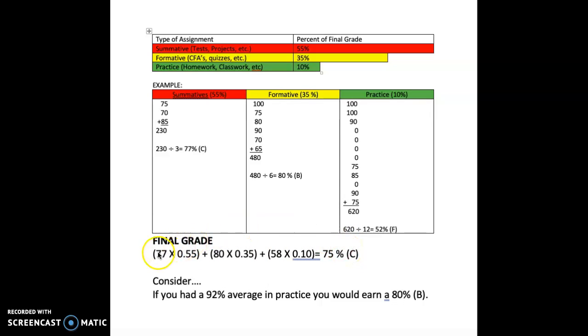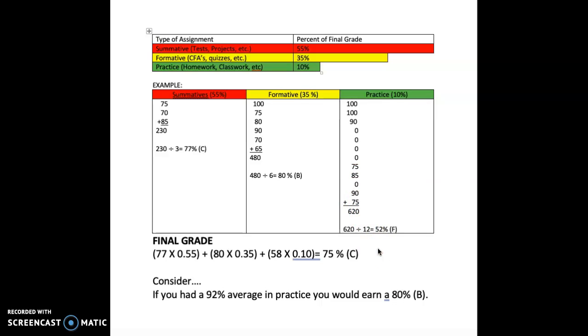At this point, it's not important that you understand the mathematics that's listed here for calculating that average, but this is the effect that weighting or having categories of the grade has. So although this student seems to understand the content fairly well, they've earned a 75% C. Now I want you to consider if this student had averaged a 92% on their practice, this is the green column that you see here, they would have earned an 80% or B for the quarter. So simply having each of these missing assignments had a pretty large impact on their final grade.